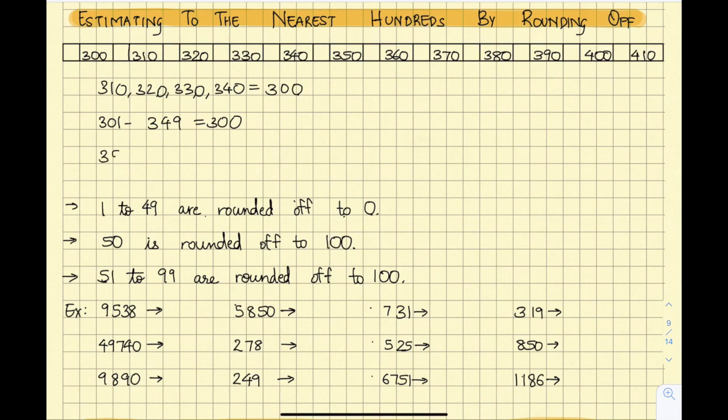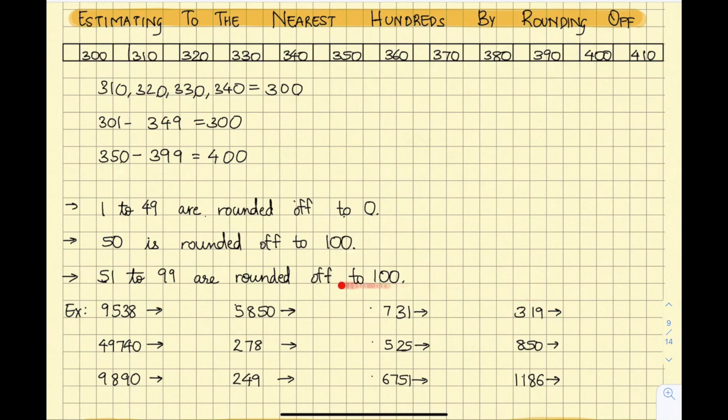Whereas if I start from 350 and go to 399, 350 is exactly at the center of 300 and 400. Starting from 350, 351, 352 till 399, they are closer to 400 as compared to 300. Hence, the numbers 350 to 399 will be rounded off to the closest 100, that is 400. So the general rule we learn is that 1 to 49 are rounded off to the nearest 0, and 50 and 51 to 99 are rounded off to the nearest 100.